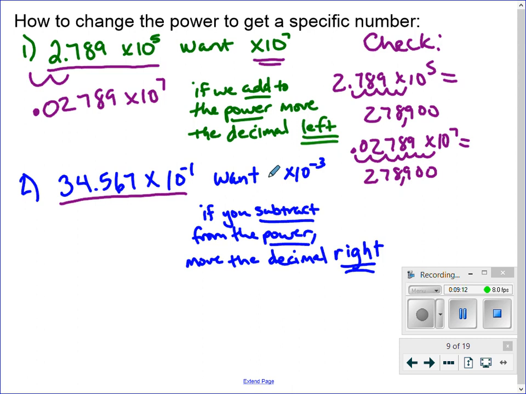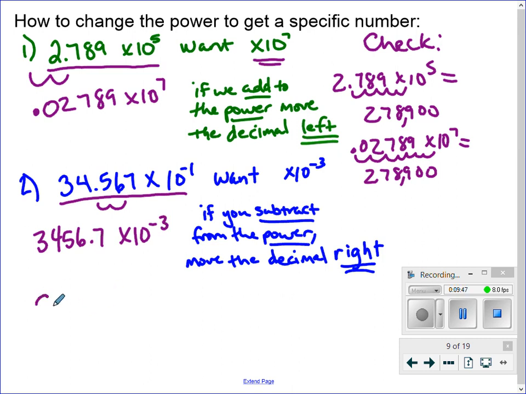This next number, 34.567 times 10 to the minus 1, we want to change it to times 10 to the minus 3. So we're going to subtract 2 to go from -1 to -3, and if we subtract, we actually move it right. So we're going to move it right 2. 3, 4, I'm moving it right 2. 3456.7 times 10 to the minus 3. Moved it right 2, so it becomes over here.